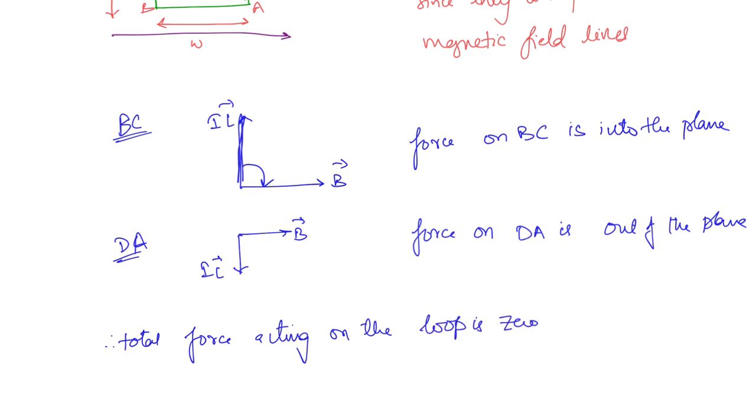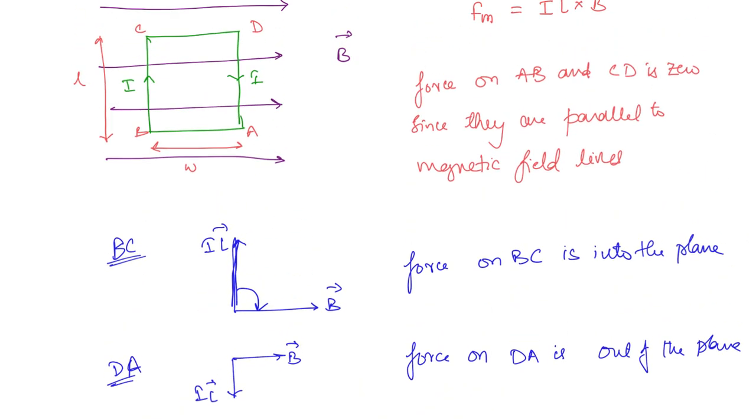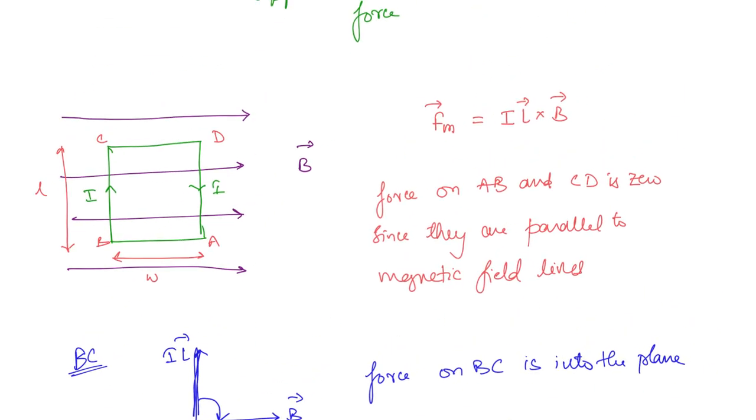But you have to observe one thing here: both the forces are acting on two different points. What will happen when equal forces act on two different points? A torque will be created. Because BC is going to experience force into the plane and AD is going to experience force above the plane, it is going to rotate about this axis. This will be the axis of rotation.